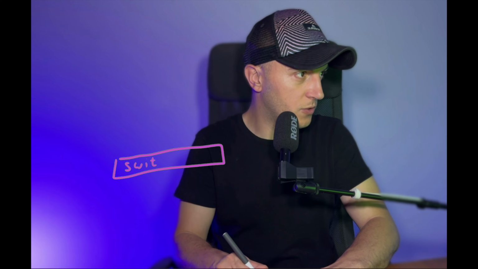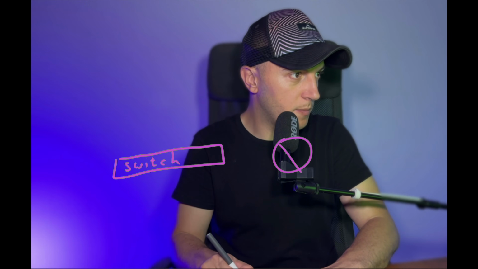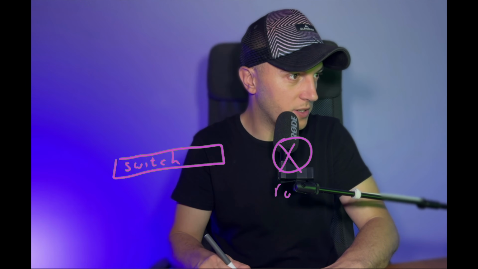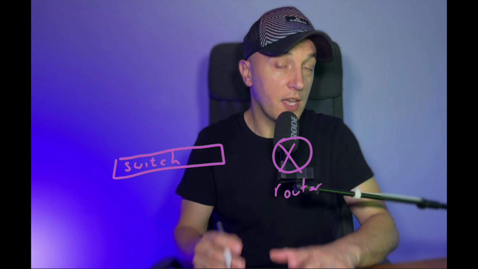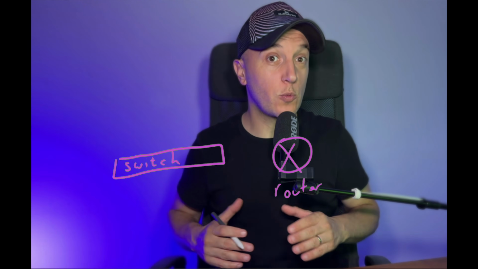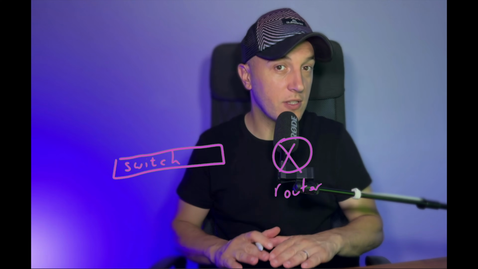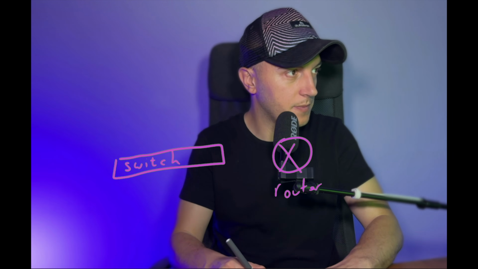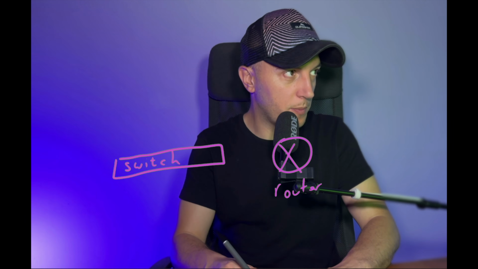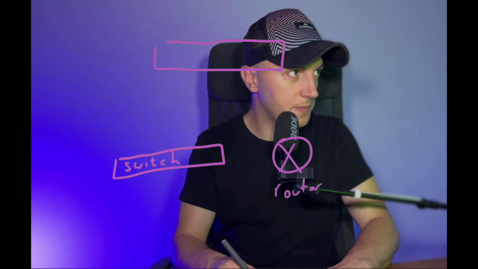Let's say we have two devices that we want to monitor. So first thing, we have a switch. So I'm drawing a switch and a router, and both of these devices support SNMP. If you have any other devices on your network that support the SNMP protocol, you can monitor them. Now, I'm going to put Prometheus here.